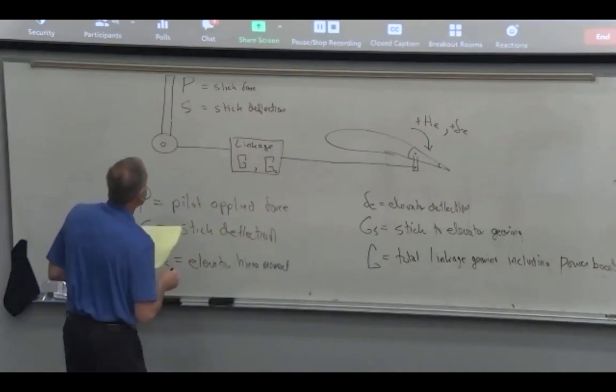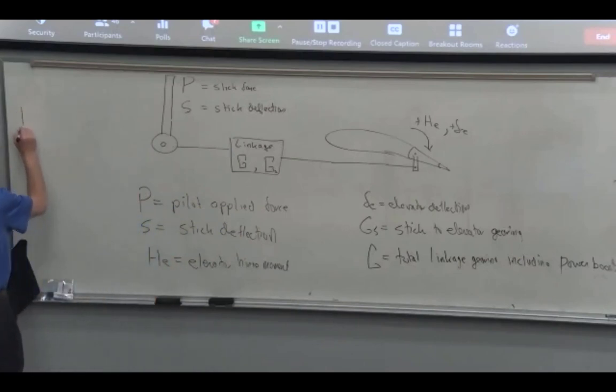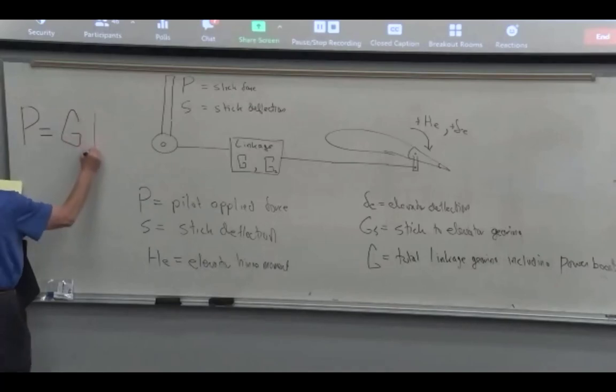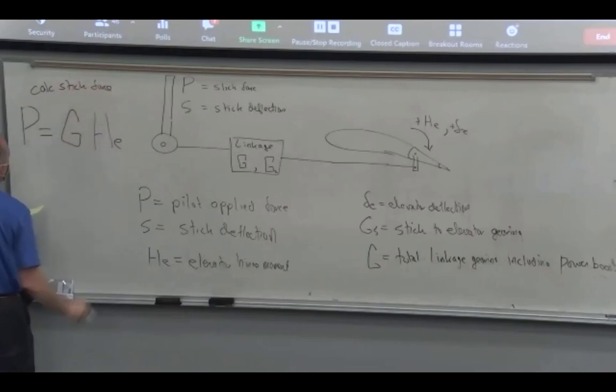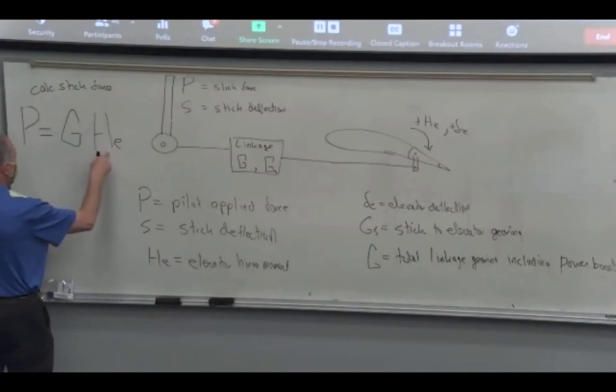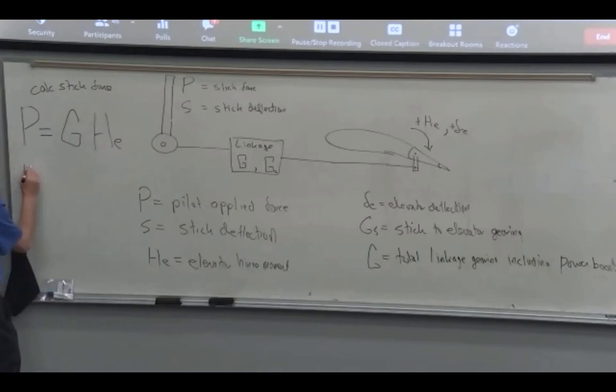So let's write the equation for stick force in terms of that. What's really new here is this G times HE. So this is how you calculate stick force. And obviously you need to know the gearing. I mean, what kind of mechanical advantage does the stick have in moving? And as with everything else, we're going to do this in terms of coefficients. So we're going to do the hinge moment coefficient here, using the definition there.